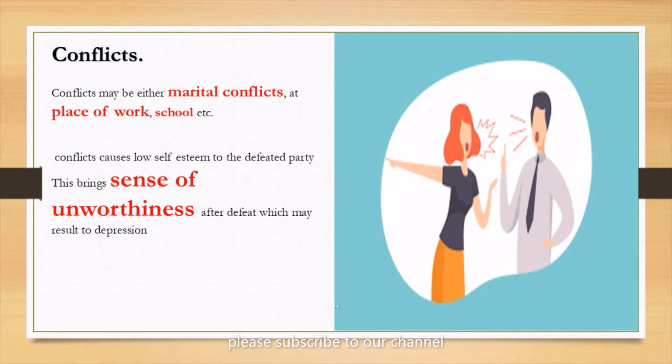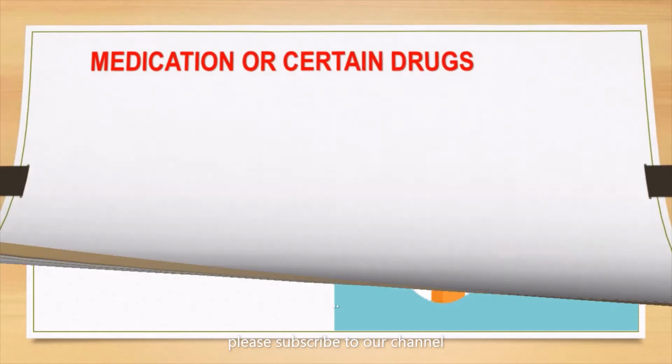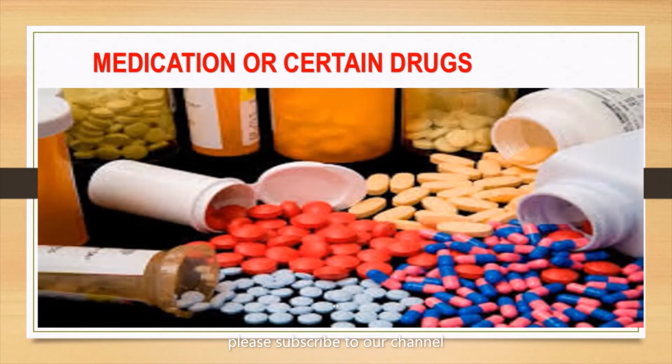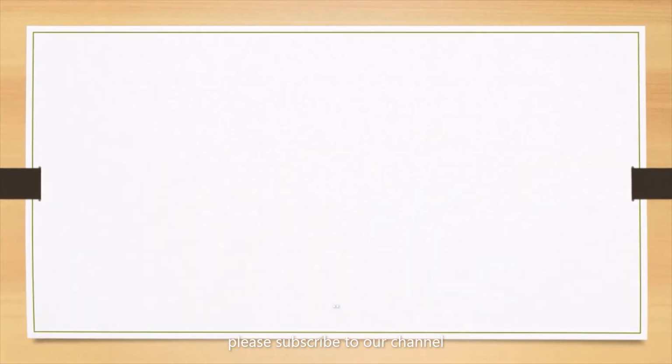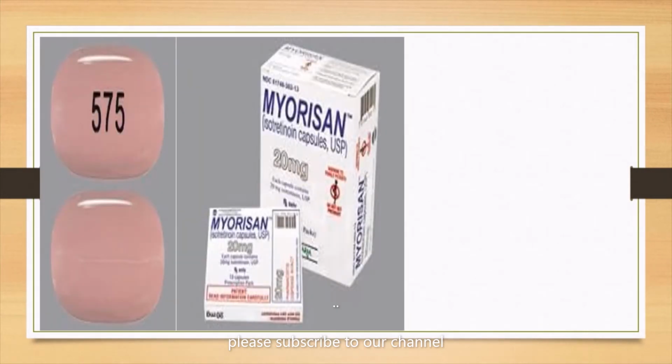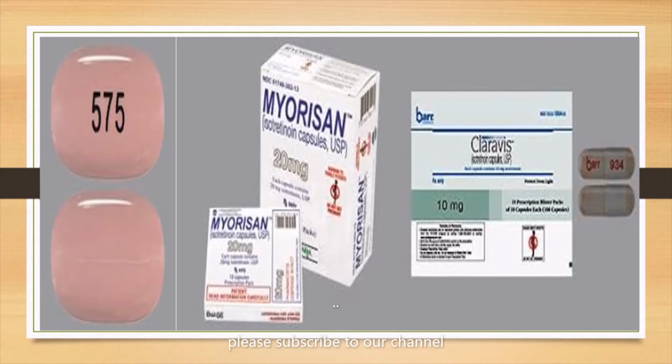The next cause of depression is some medication or certain drugs. Drugs such as benzodiazepines are associated with depression. Other drugs associated with depression include Myorizan, Clarkvis, Amnestim. This is the Clarkvis that I'm talking about. This is the Myorizan. We also have other drugs such as corticosteroids.